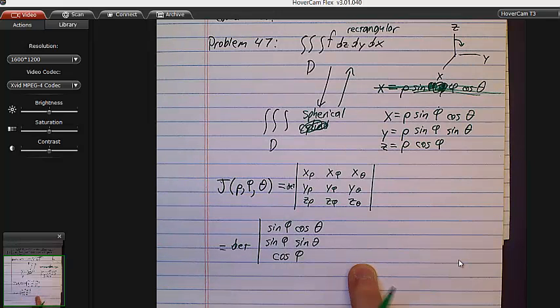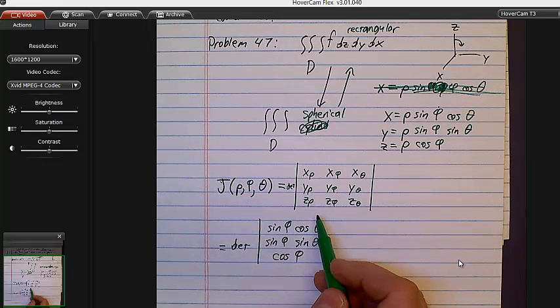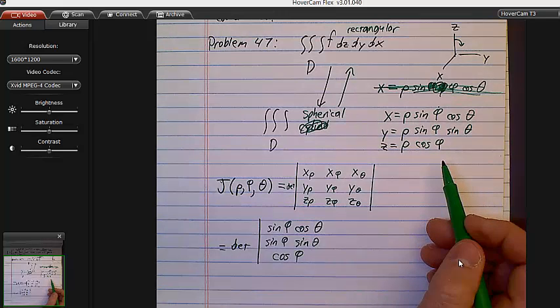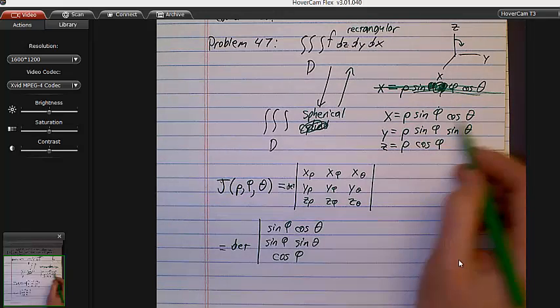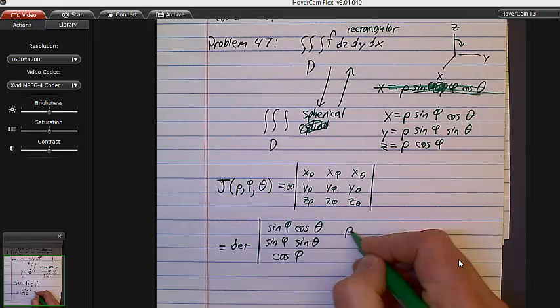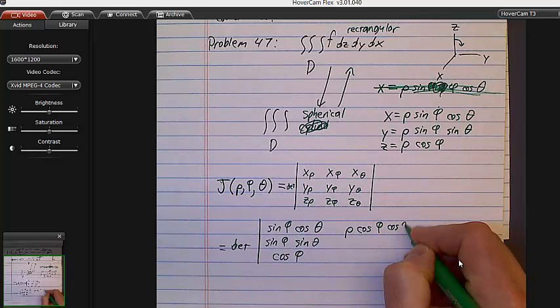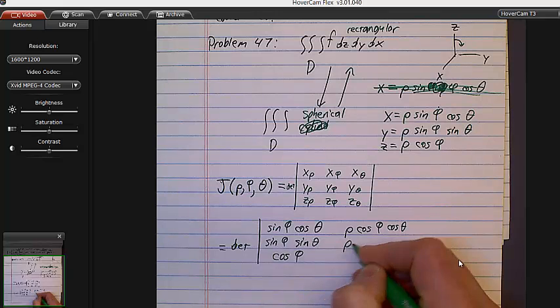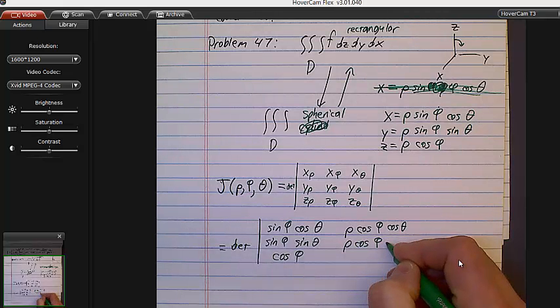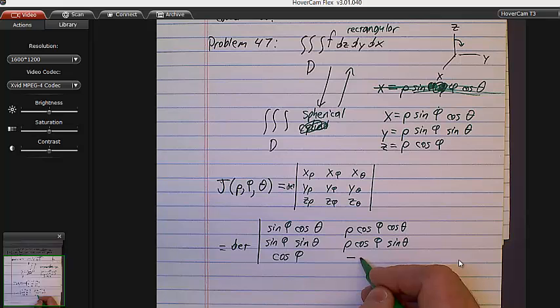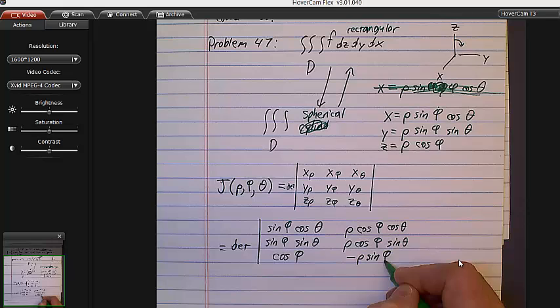The second column, I'm taking derivatives with respect to phi. Oh, well that's easy, because what's the derivative of sine phi? Cosine phi, right? And everything else is a constant, so we'll just write it the same. It's going to be rho cosine phi cosine theta. This one is rho cosine phi sine theta. And this one is negative sine. So negative rho sine of phi.